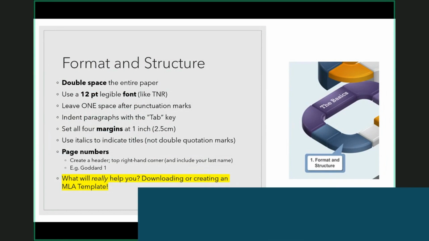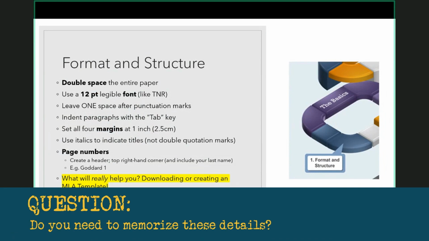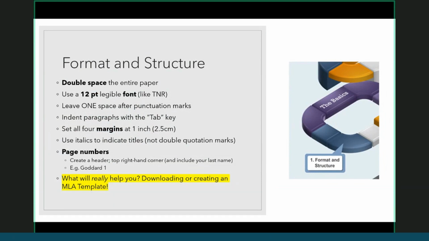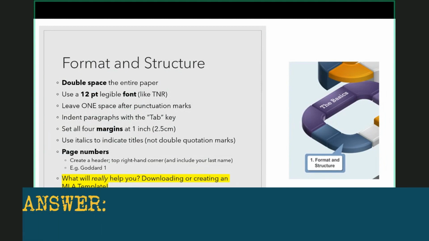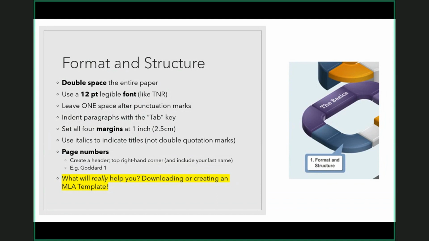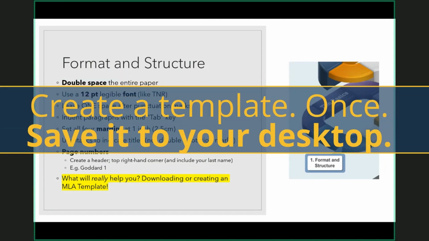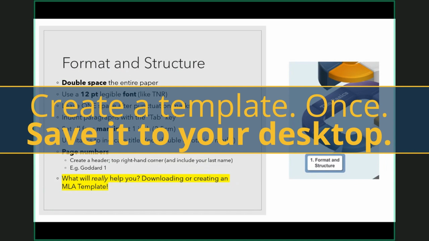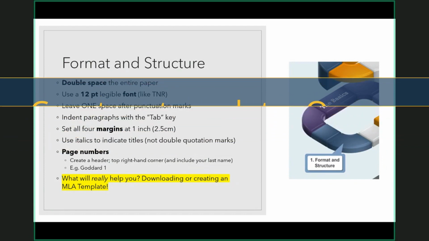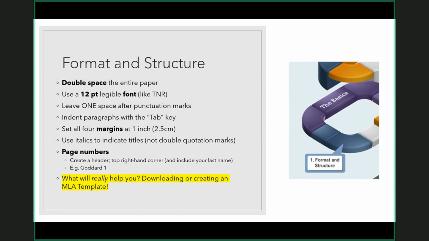Okay, does anyone actually memorize all of the format and structure expectations for a citation style? Maybe, but you don't have to. What I encourage students to do to save time is to create a template according to the specifications of that citation style on their desktop. So you might have an APA template, an MLA template, maybe a Chicago template. And every time you go to start a new paper, you just open up that template and resave it as your new paper. This way, you only have to format the paper one time, as opposed to every time.